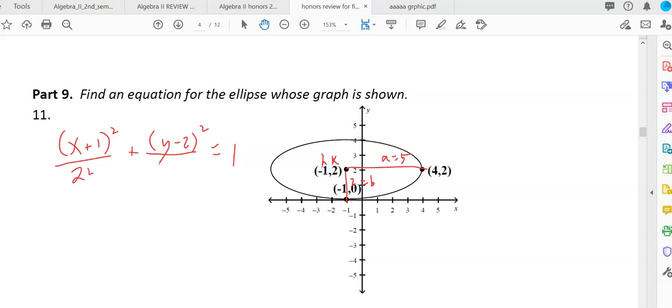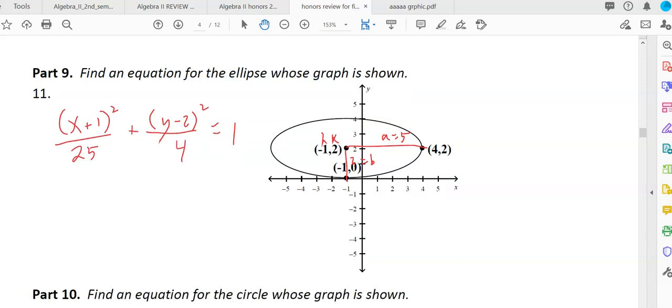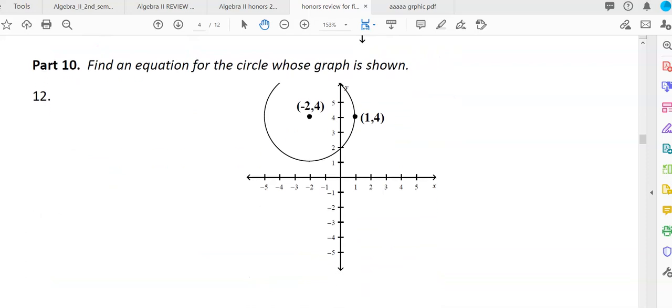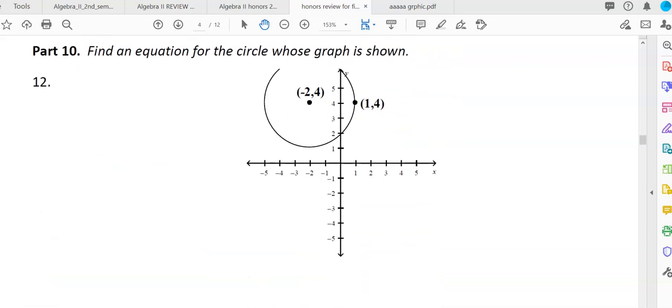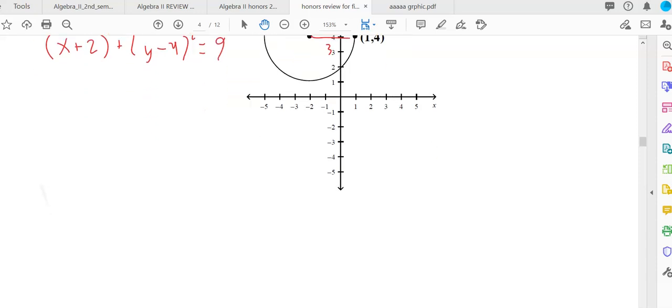Horizontal distance squared below, vertical distance squared below the y. So the formula, if you don't have it, is x minus h squared. So x minus -2, which is x plus 2 squared, plus y minus 4 squared, equals radius squared. That radius looks to be 3, so that'd be 9.